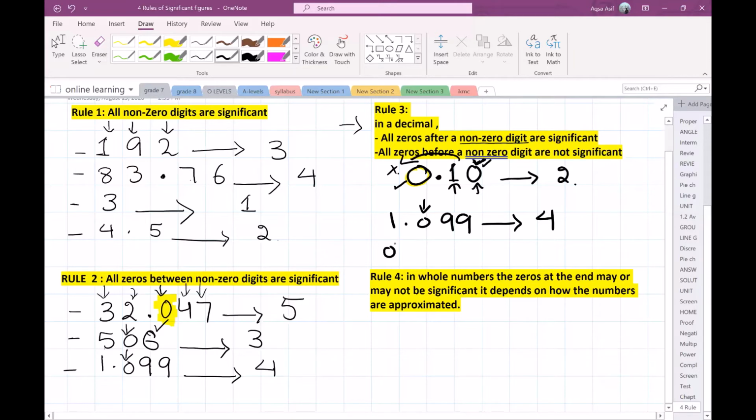Let's take another example. If we have a question like this, all these zeros will not be considered as significant figures because they are not after a non-zero digit. All right, so I will write it as 2.